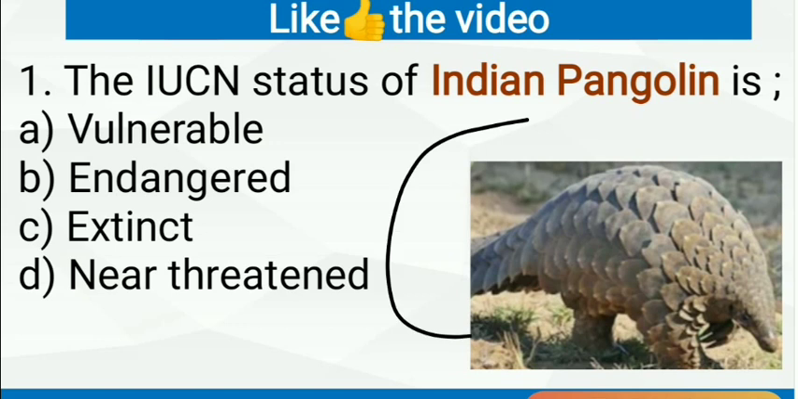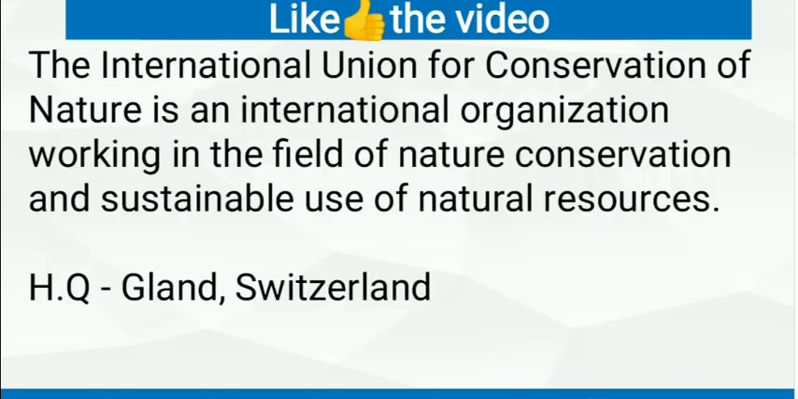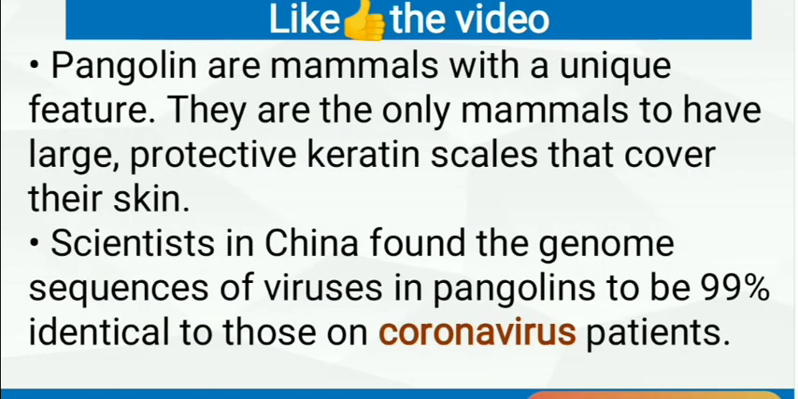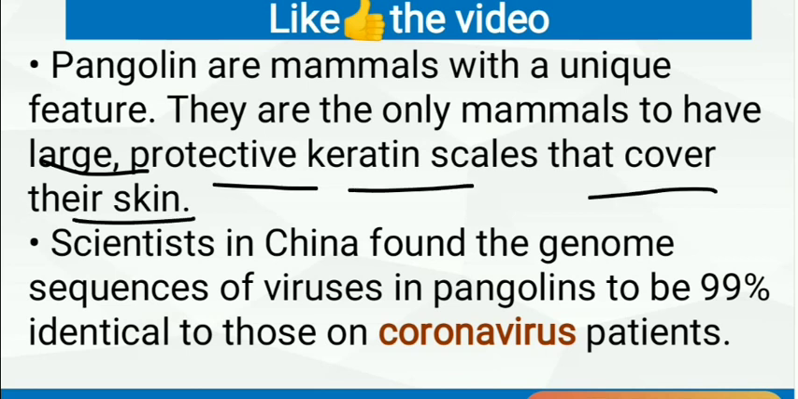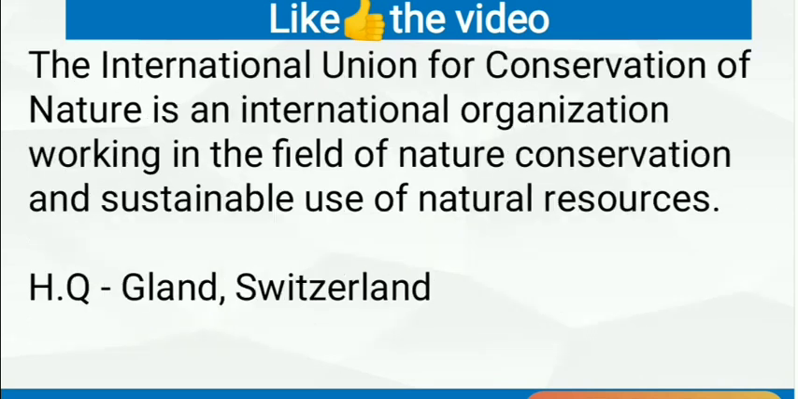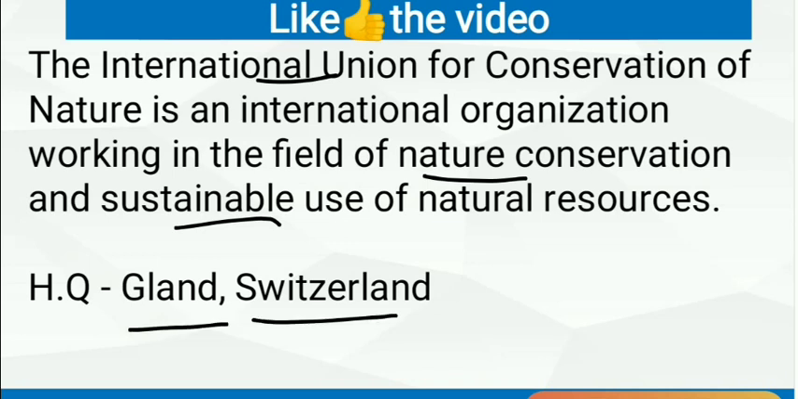It is a mammal with some special features, and it has large protective keratin scales that cover its body, and whenever it feels threatened, it covers its entire body under these keratin scales. And IUCN is an international organization which works for the protection of nature and its sustainable use. And IUCN is headquartered in Gland, that is in Switzerland.